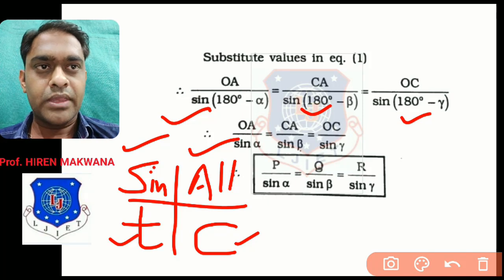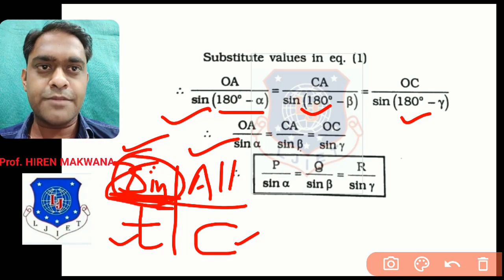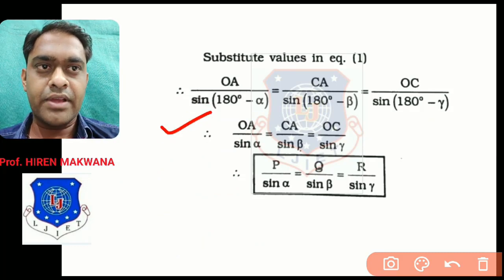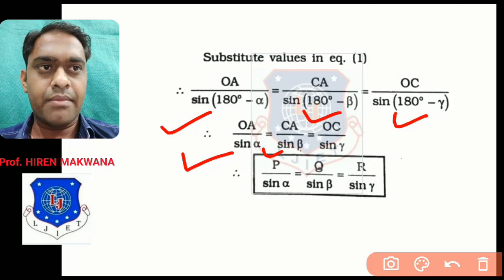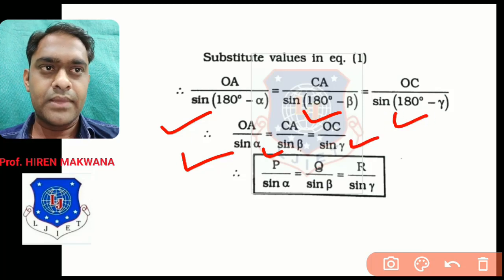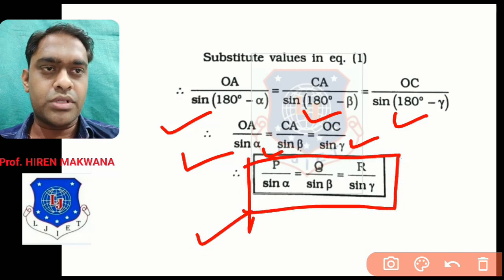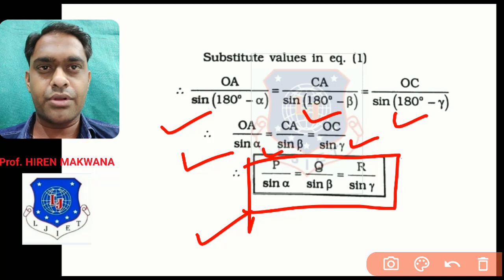So according to that, what is 180 minus alpha? 180 means this line. Minus alpha means second quadrant. In the second quadrant, sine is positive. So what I basically want to tell is, sine of 180 minus alpha is nothing but sine alpha. Similarly, sine of 180 minus beta is equal to sine beta. Sine of 180 minus gamma is equal to sine gamma. So this is the final simplification of the equation. P upon sine alpha is equal to Q upon sine beta is equal to R upon sine gamma. So this is the main derivation of Lami's theorem.